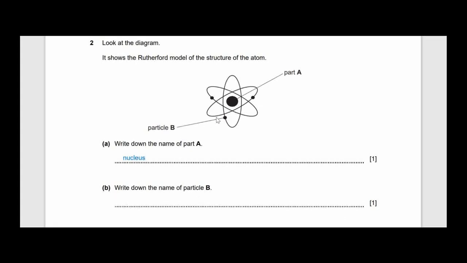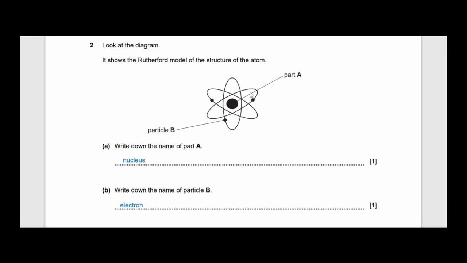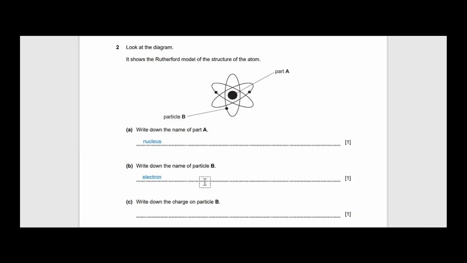10 seconds. Well, let's open up the answer. It's an electron. The electron is moving in an orbital surrounding the nucleus. Next, question 2C. Write down the charge on particle B.